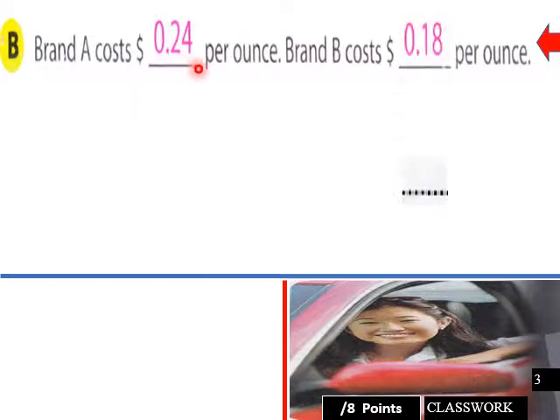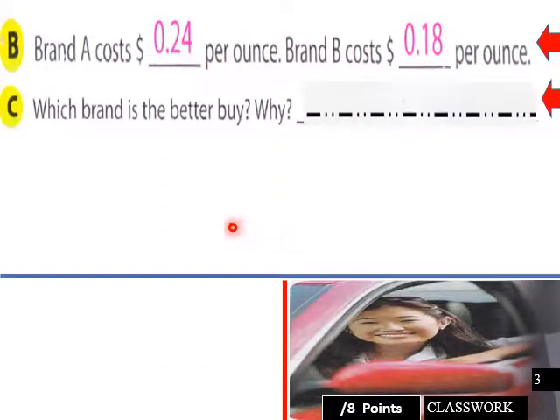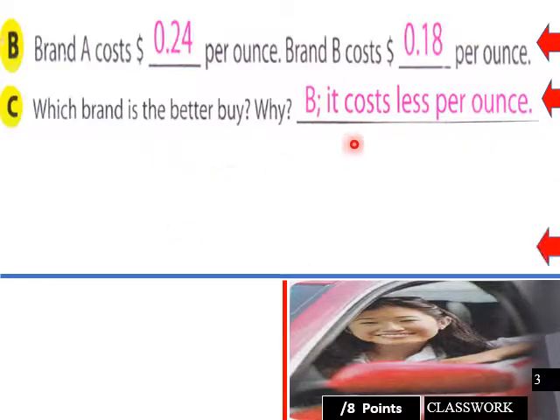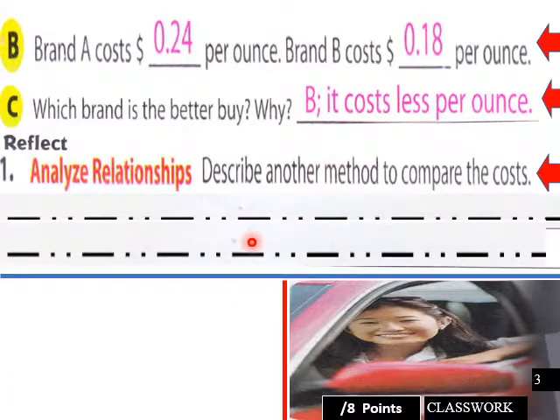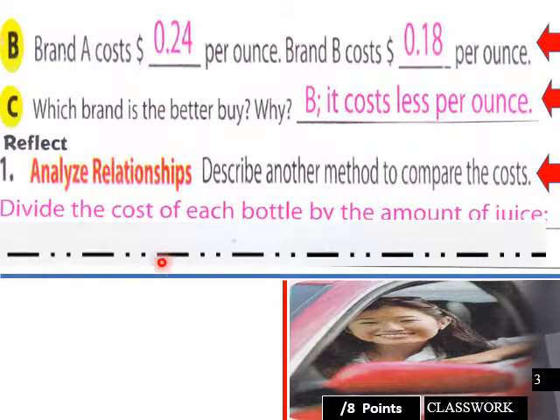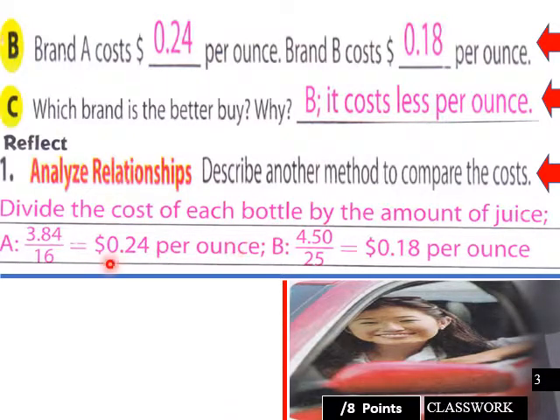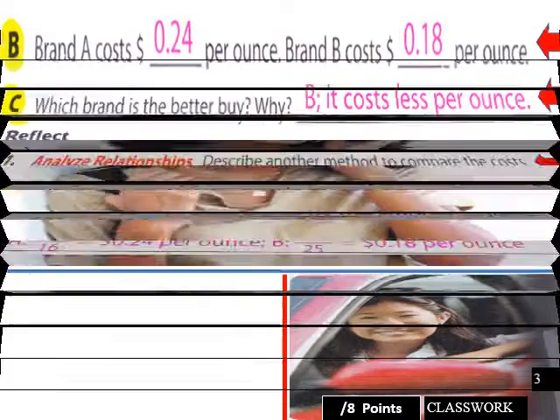Brand A costs 24 cents an ounce. Brand B costs 18 cents an ounce. Which brand's better? Why? Because it costs less per ounce. Describe another method to compare cost. Can you come up with a better method here to compare cost for that? Divide the cost of each bottle by the amount of juice. So you can do it that way. Just divide it straight up, 3.84 divided by 16 and 4.50 divided by 25. That'd be the fast way.